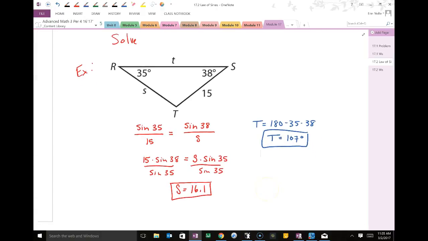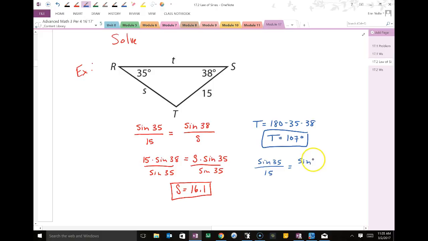So what was the angle and the side that we knew? The r's. I always start with the given information. So I'm going to start with the sine of 35 over 15 with the r's. And now I'm looking for my side t. So it's going to be the sine.